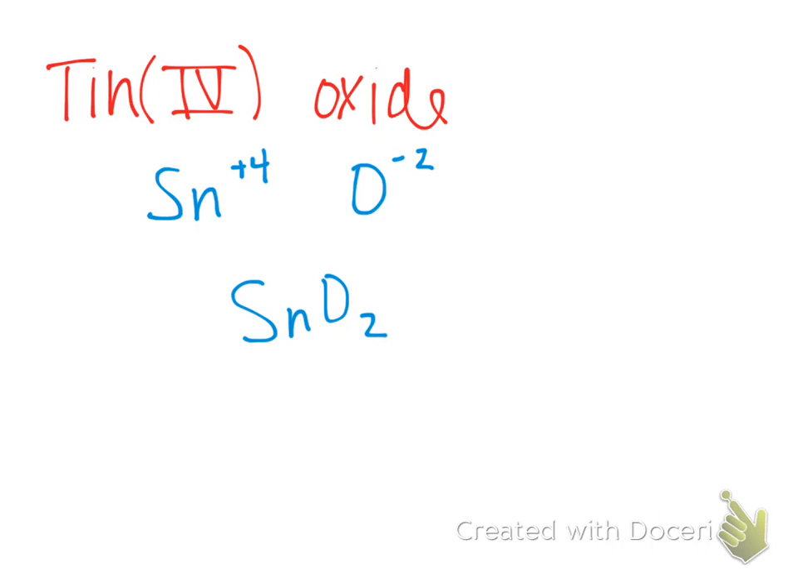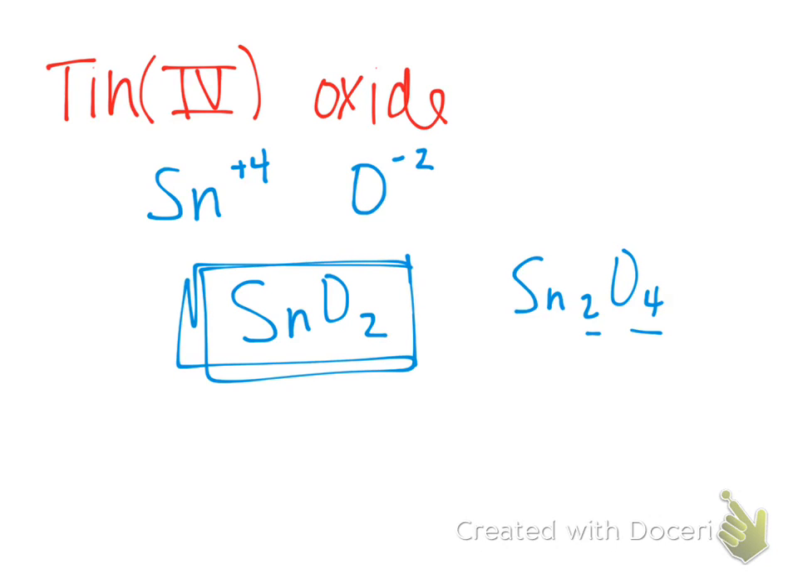SnO2. SnO2, perfect. SnO2. So we can't say, how many of you had Sn2O? No. No? You just had SnO? I had Sn2O4. Sn2O4. Oh, okay. So if you have Sn2O4, what happens with these guys? They have to be reduced. Yeah, very good. So we want the smallest version of all of those atoms, right? We want the relative number. Very good. So SnO2 should have been our final answer there. Very good.